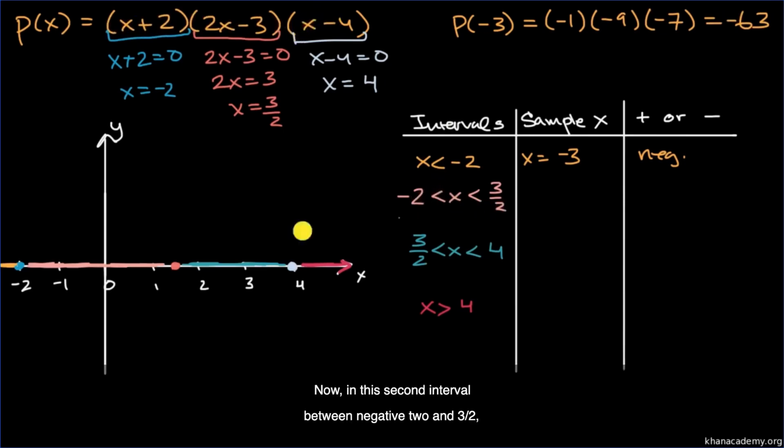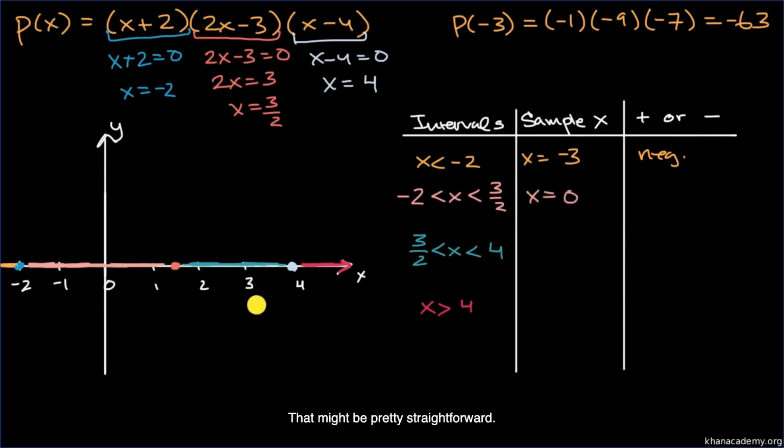Now in this second interval between -2 and 3/2, what is going to happen? Well, we could do a sample point. Let's say x is equal to 0. That might be pretty straightforward. Well, when x is equal to 0, we're going to be dealing with a positive times a negative times a negative.